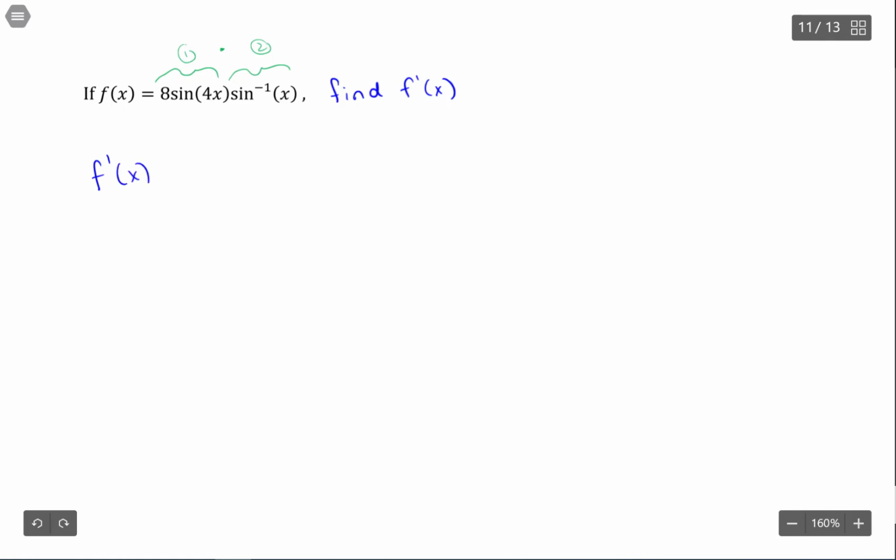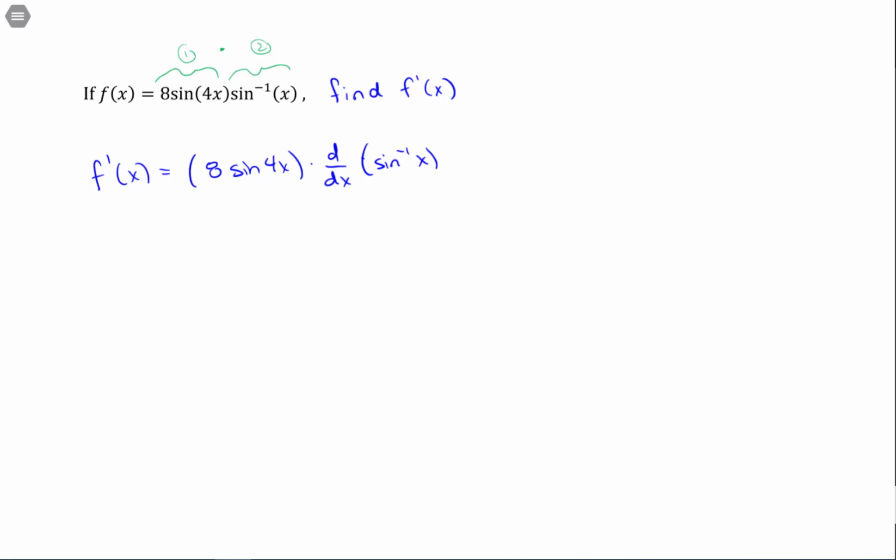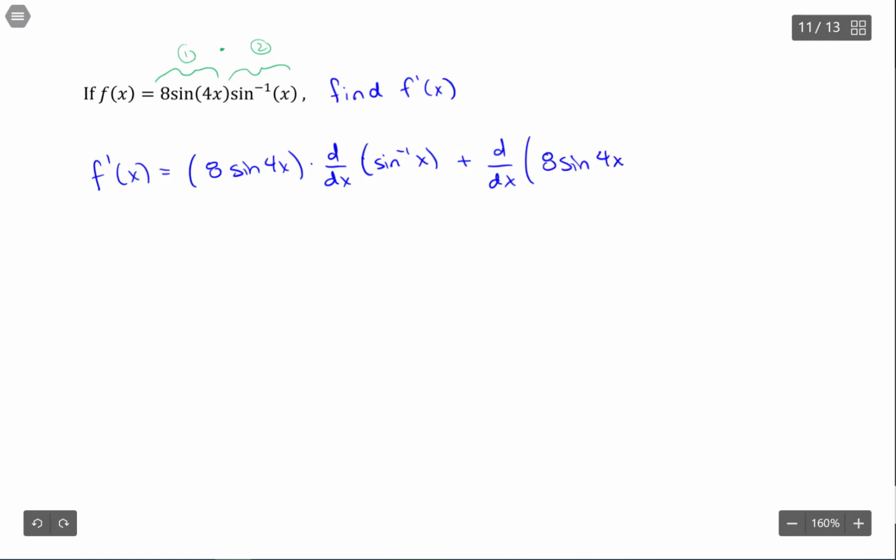So the product rule says to take the first function, 8 sine 4x, times the derivative of the second. And I'll get that derivative in just a moment. For right now, I'm just going to write this in, knowing that I need to find the derivative in the next step. Then plus the derivative of the first, and I'll just do the same thing here. So the derivative with respect to x of 8 sine 4x times the second. So this time we leave the arcsine alone.